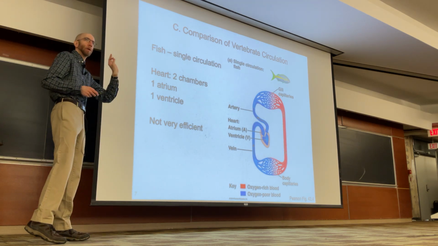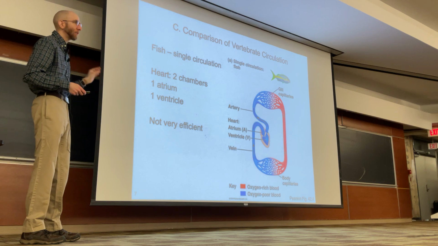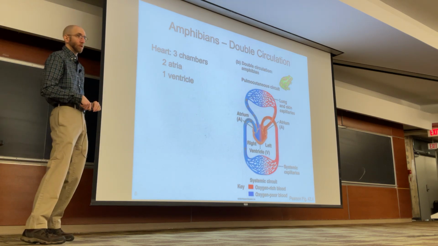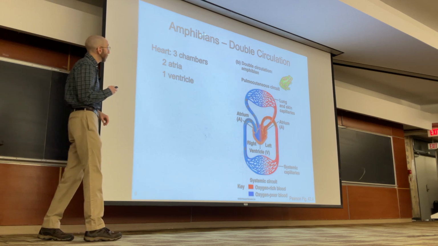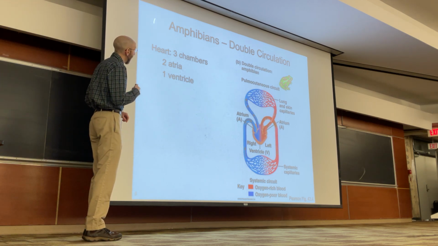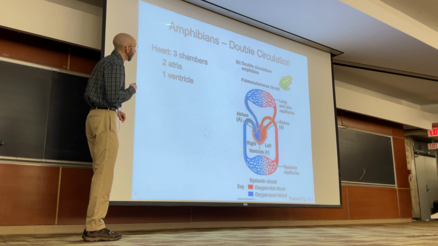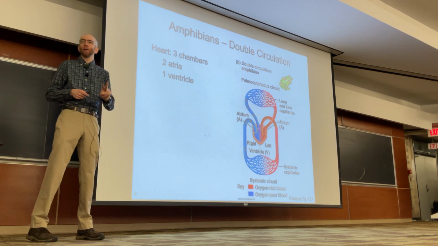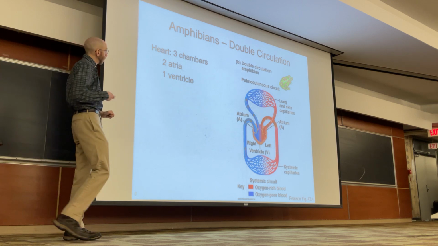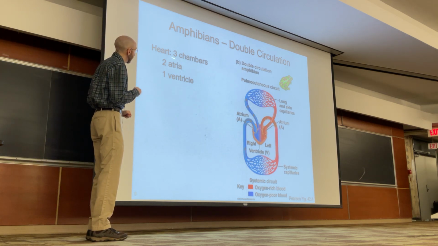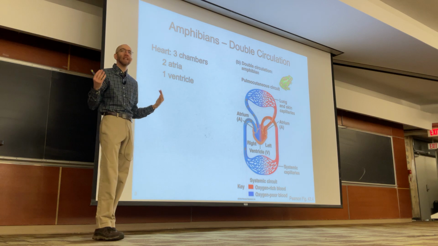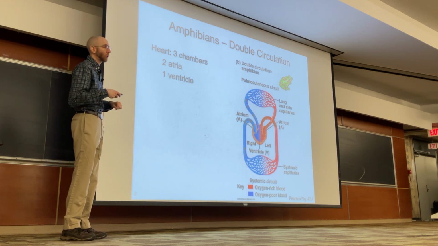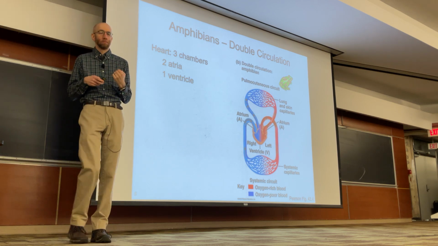That's single circulation. If you're a tetrapod, you do it very differently from this. Now we have double circulation. Double circulation, like amphibians have, involves a heart with 3 chambers, and there are 2 distinct circuits here. So here we have 2 atria, meaning there are 2 ways for blood to get into the heart, and there is a single ventricle which is going to push the blood out.